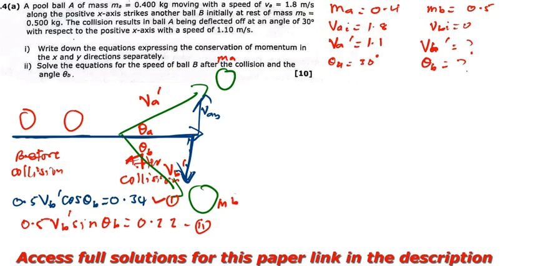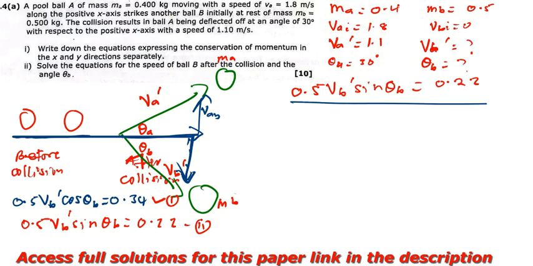So now to solve this, you put the equation which has sine on top, and you divide it by the equation having cos. In this case I'm going to say 0.5 vB prime. The one having sine is the one I'm going to put here on top, being equal to 0.22. Then I'll divide it by the equation having cos. I want to make it a straight line.